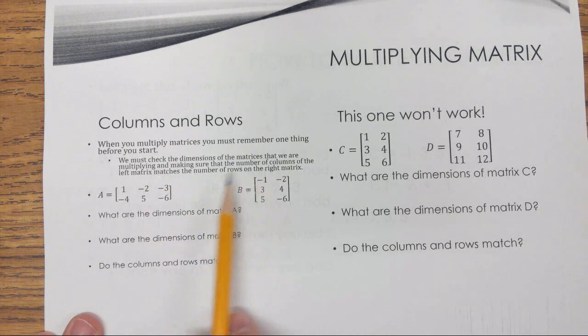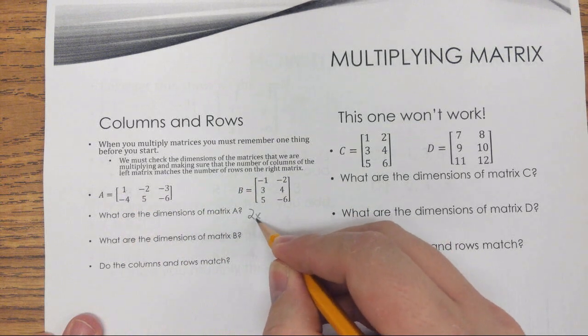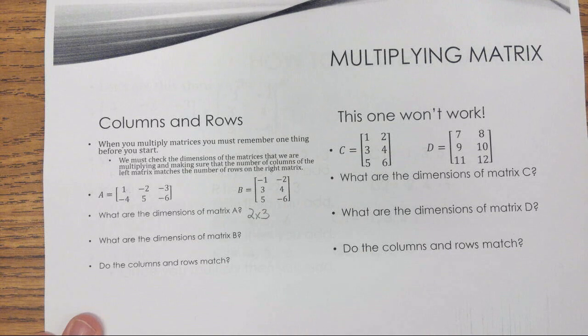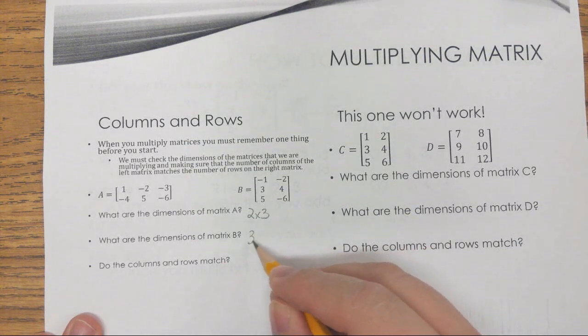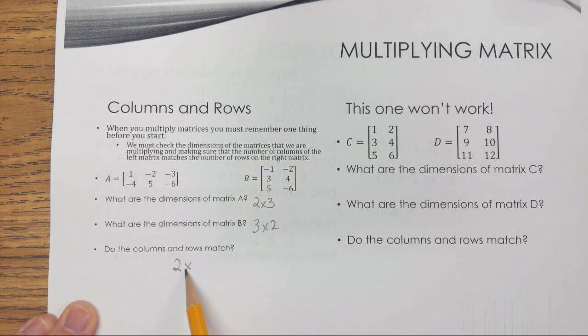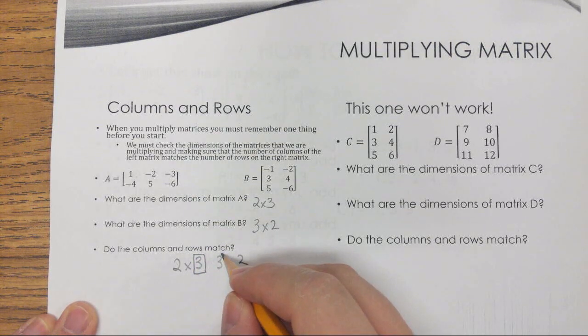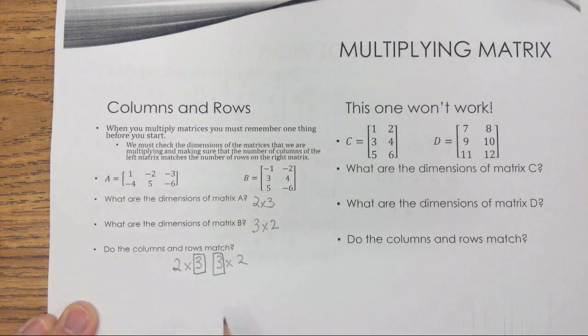What I mean by that is we know that matrix A is a 2 by 3 matrix. I know that matrix B is a 3 by 2 matrix. Something that I do when I'm checking this is I'll say, okay, I got a 2 by 3 and a 3 by 2, and I look to make sure that this number and this number match. If they do, then you can multiply the matrices. If they do not match, you cannot multiply the matrices. It's not possible to multiply them.